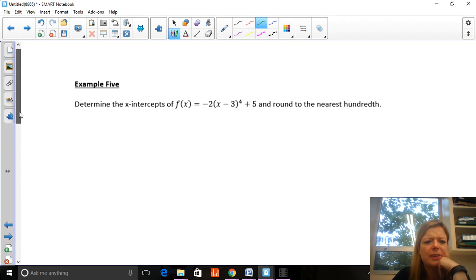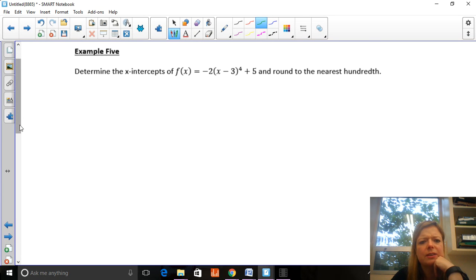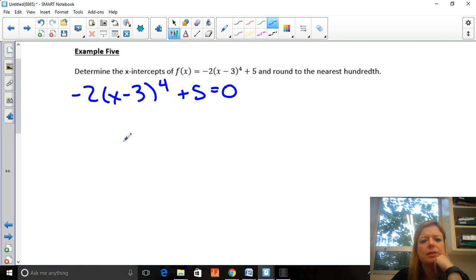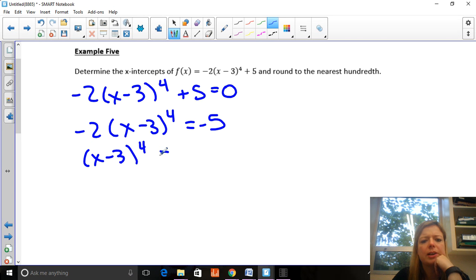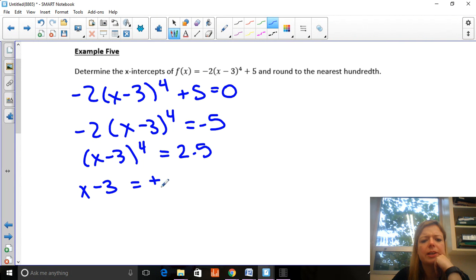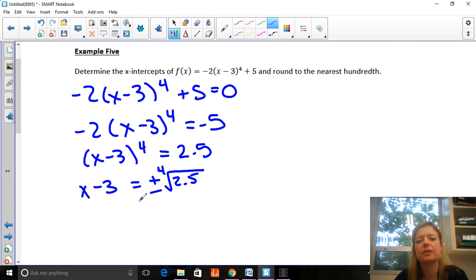Okay, final question. Determine the x-intercepts of this function and round to the nearest hundredth. This is just like example 2, so how about you try this and see what happens. You get -2 bracket x minus 3 to the power 4 plus 5 equals 0. -2 bracket x minus 3 to the power 4 equals -5. x minus 3 to the power 4 equals -5 over -2, which is 2.5. Now you have x minus 3 equals plus or minus the quartic root of 2.5. You can finish this in your calculator.